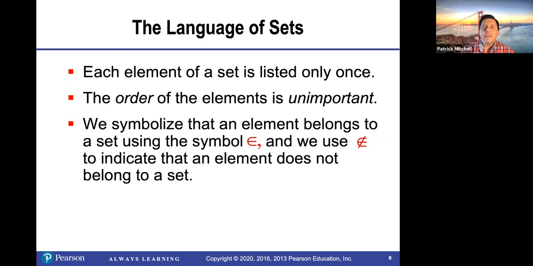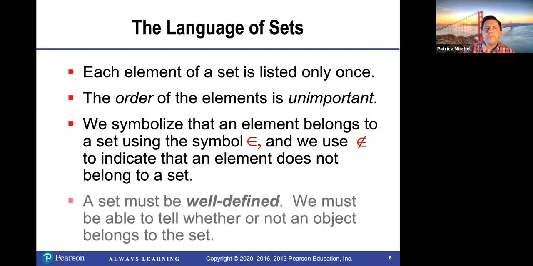We symbolize that an element belongs to a set using this symbol, which is read "is an element of," and we use the same symbol with a slash across it to indicate that an element does not belong to a set. A set must be well defined, which means we must be able to tell whether or not an object belongs to the set.